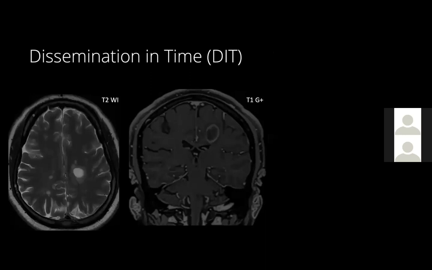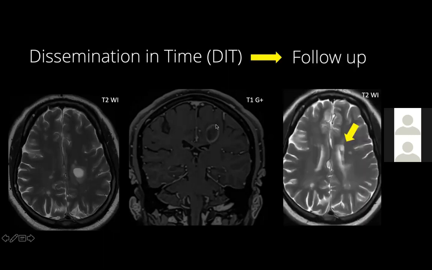So another concept about MS diagnosis is dissemination in time. For example, if we have a lesion in the brain, such as here, and we have a lesion which is showing enhancement, and we do a follow-up and we see the development of another T2 lesion or enhancing lesion after some time, that is called dissemination in time, that these lesions are growing in size, or they are newly developing lesions over time.